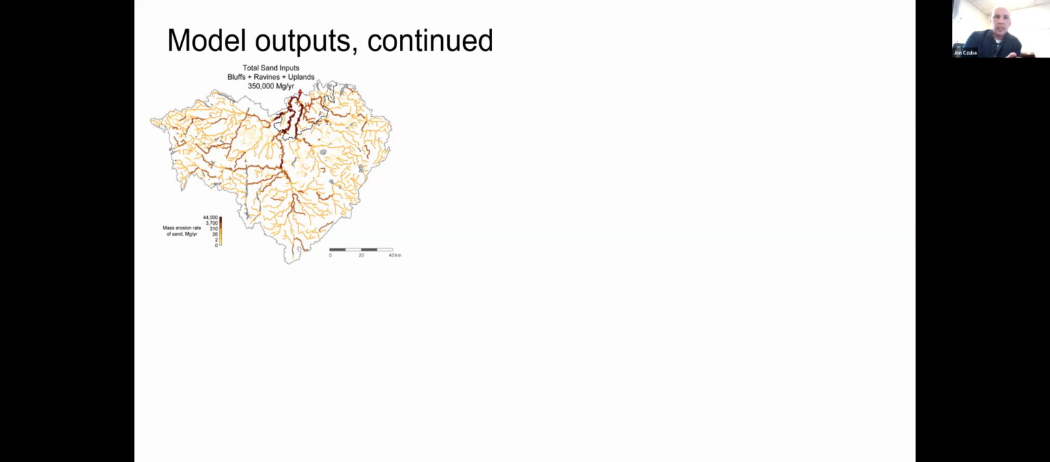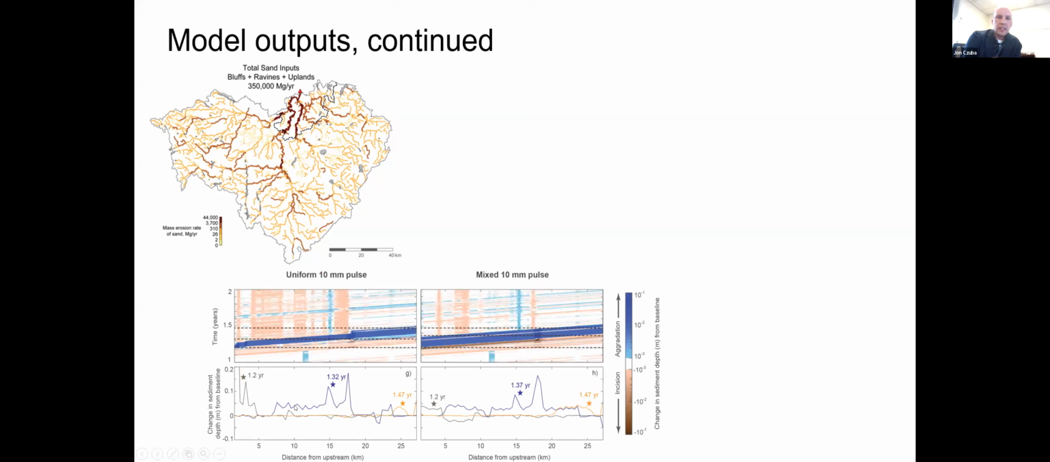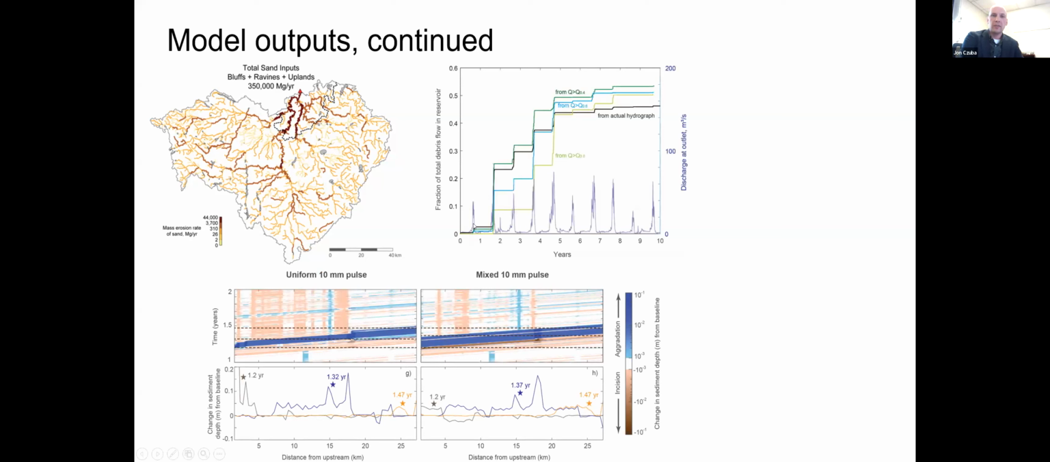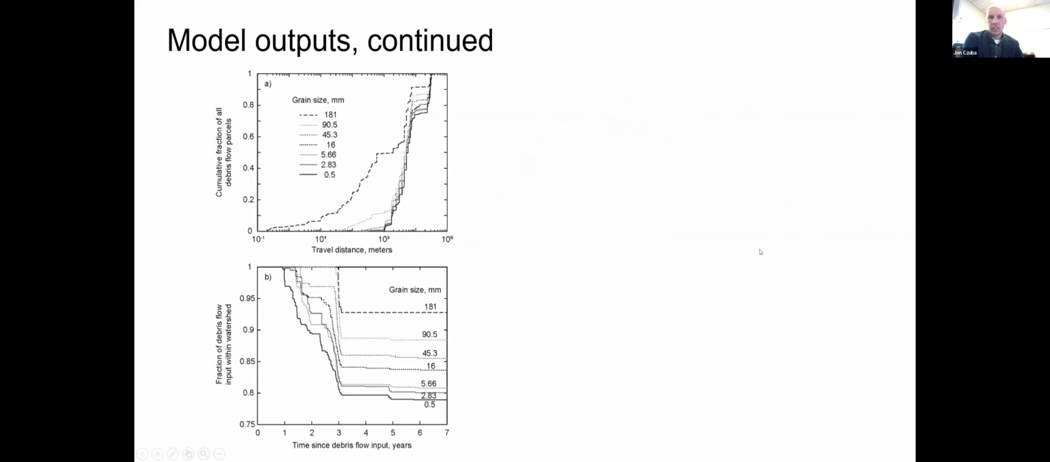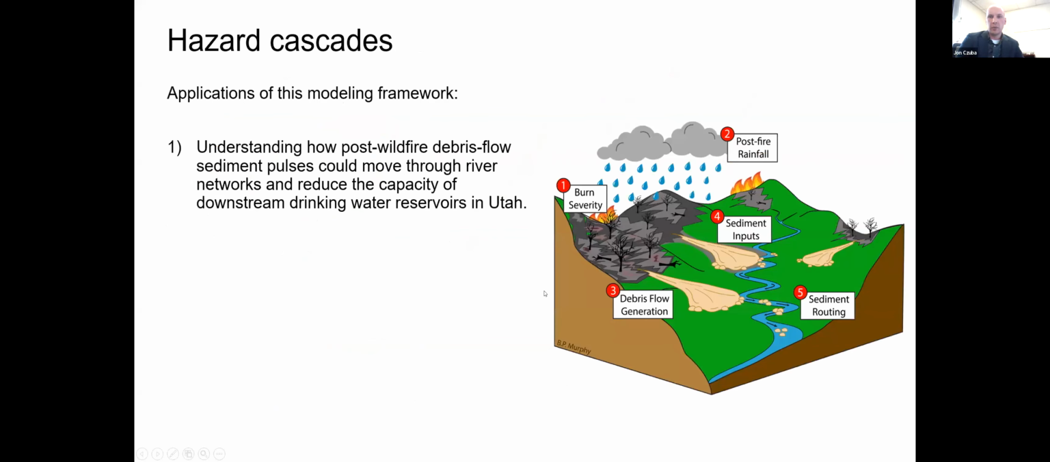We can display things in terms of the network. Looking at the bottom two plots here, we can look at distance downstream, looking at accumulation. We can look at the outlet, how the sediment is arriving. We can look at grain size distributions in any link. We can again look at travel distance or travel time, and we can break it out by grain size that's in a different watershed, and we can look at different pathways.